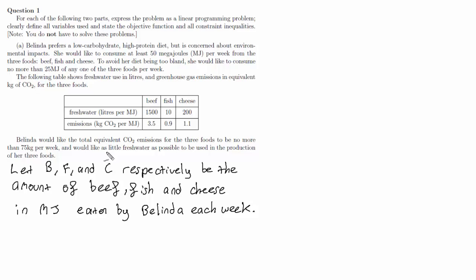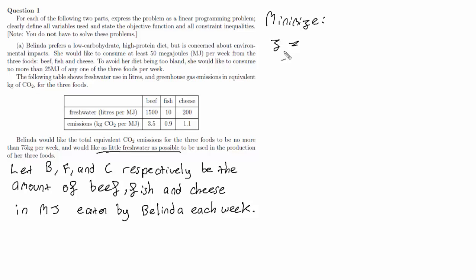Sometimes you'll be given a word as explicit as maximize or minimize, but in this question, we have that Belinda wants as little fresh water as possible, and that's the clue. So she's trying to minimize the fresh water used in producing her diet. So the next thing we want to write is that we're minimizing Z, which will be our litres per megajoule of fresh water.